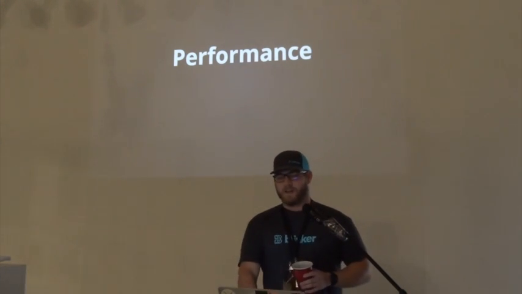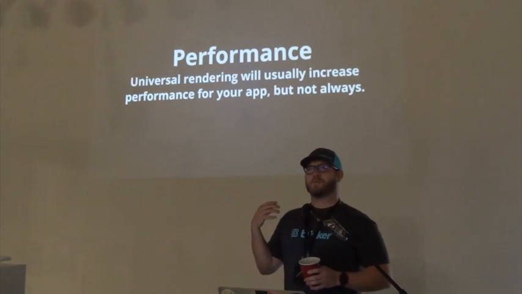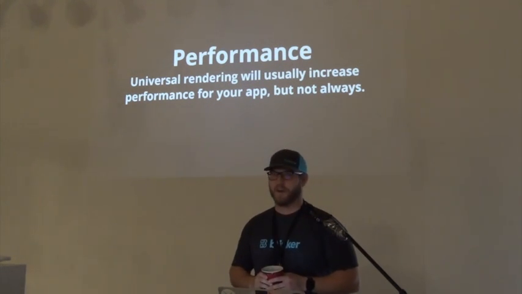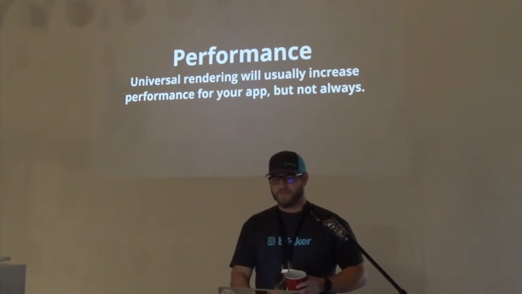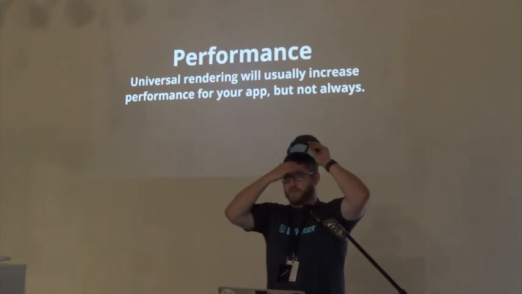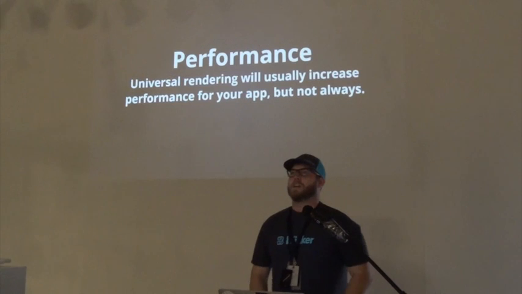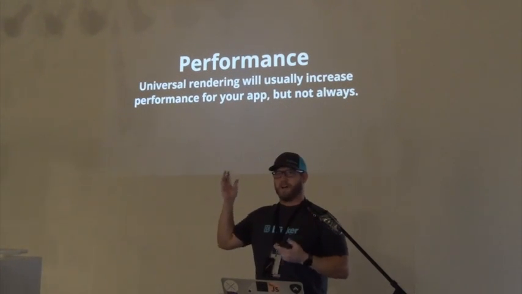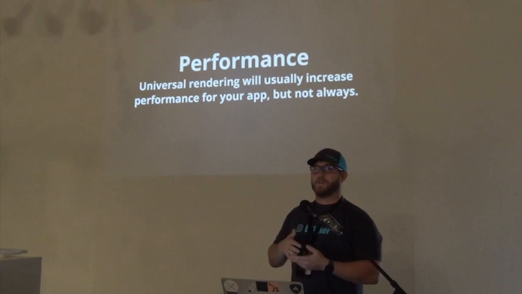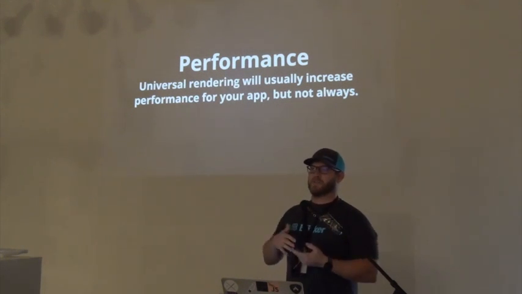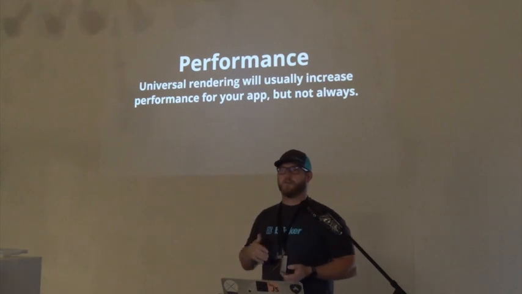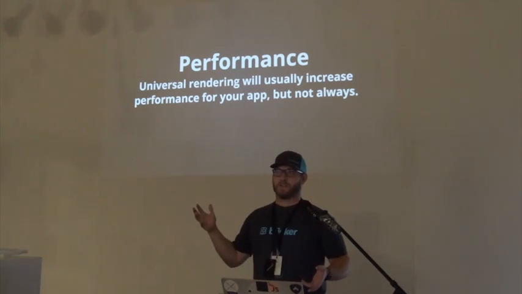Performance. Universal rendering will usually help performance of your app, but not always. It's got some edge cases. When browsers download your HTML and CSS, a blank HTML page is super small. There's nothing in it. But now if you're doing a pre-rendered list, say you had 500 items you were going to render out on a page, your HTML size is now much larger.